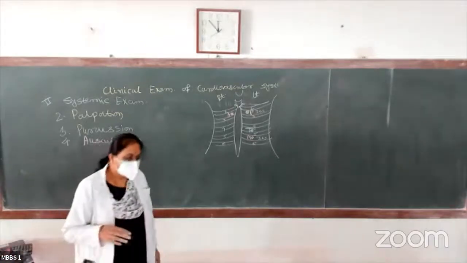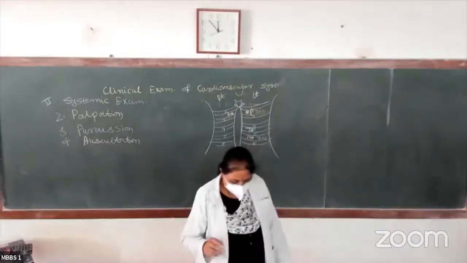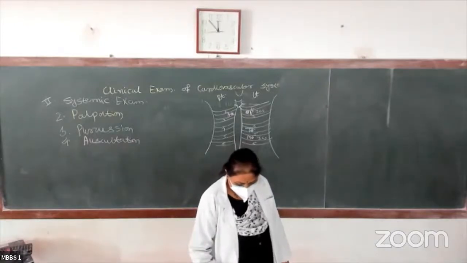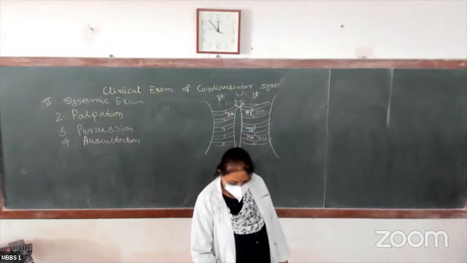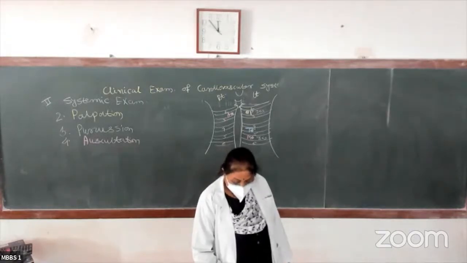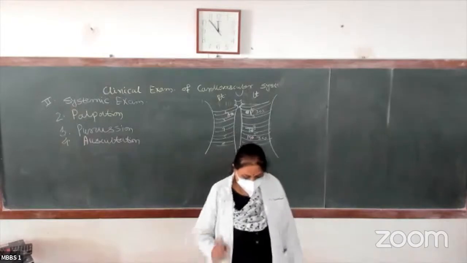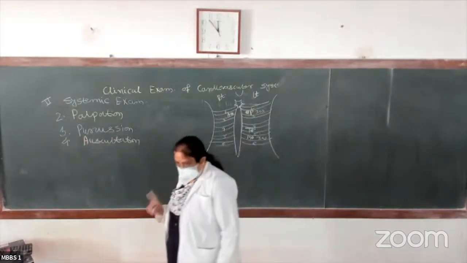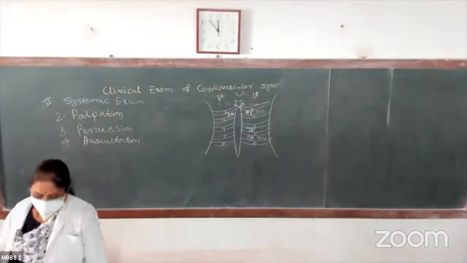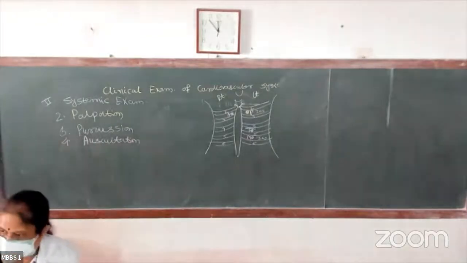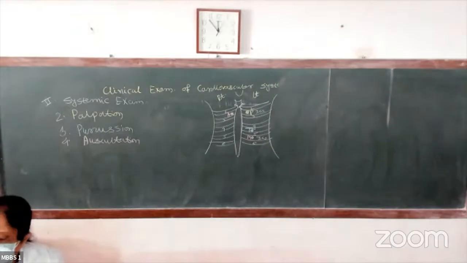Second heart sound, what is the characteristic of the second heart sound? First is soft or dull, prolonged and low pitch. Second heart sound is high pitch, shorter duration, opposite to first. High pitch, shorter duration and sharper.